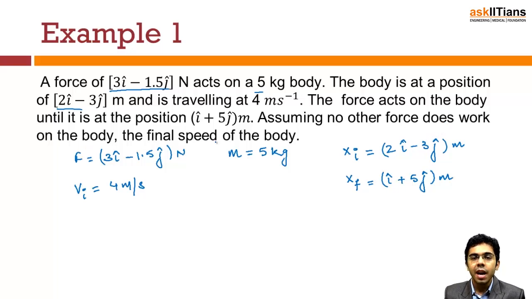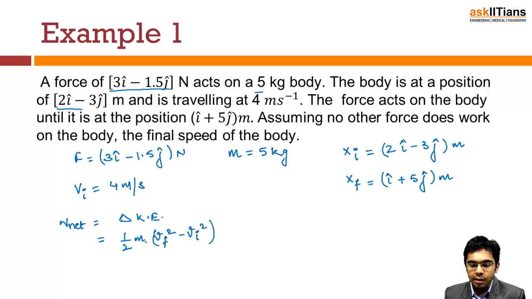Therefore, as we have done in the work energy theorem, work net is equal to the change in kinetic energy. Or else we can write it as 1 by 2 m times V final square minus V initial square. And we have to find out the net work done. So now let's find it out. What is the net work done?